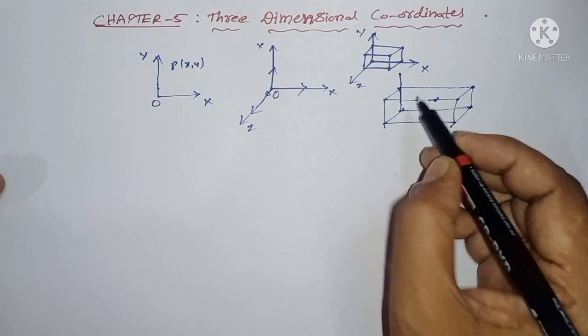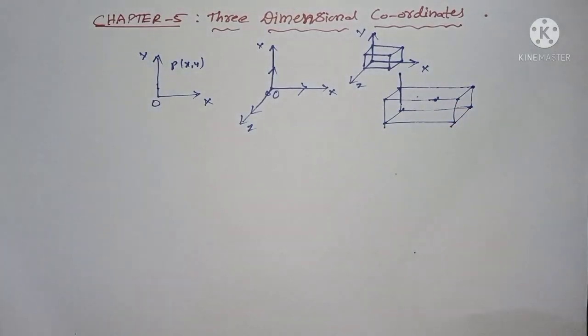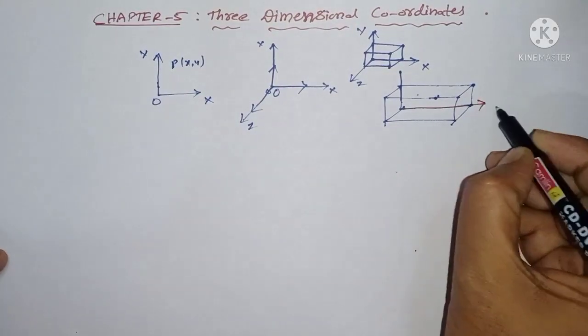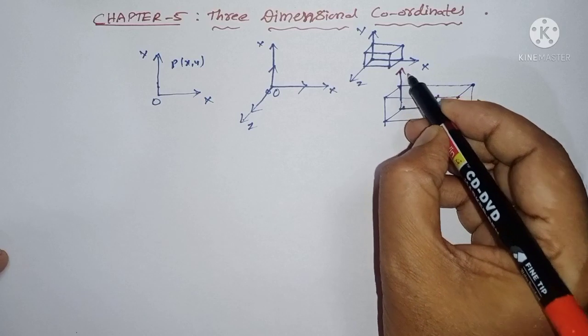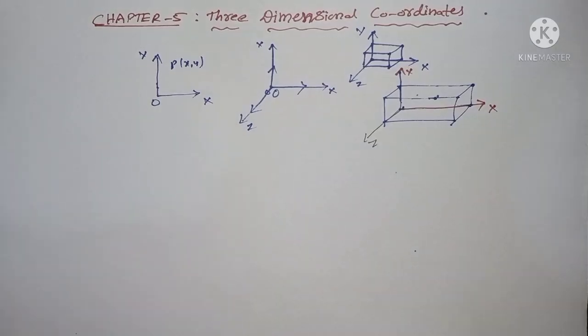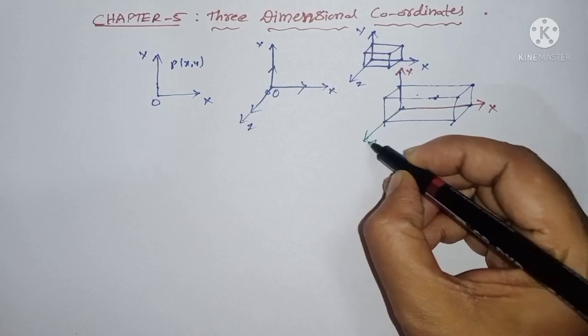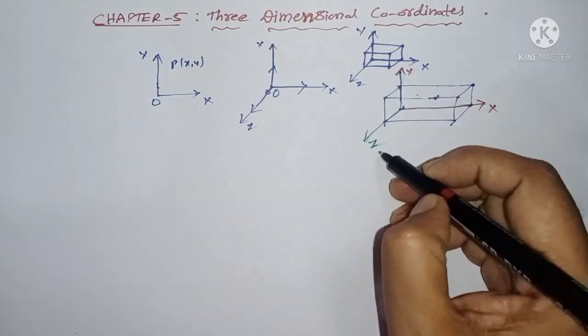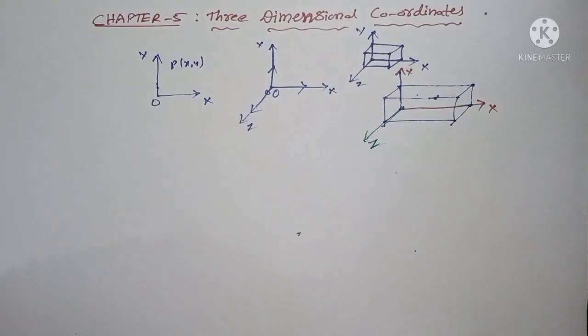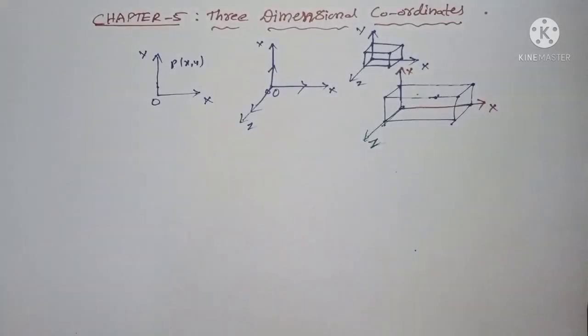Here also this is the x-axis. For our convenience you can take the figure like this: this is x, this is y, and taking another color, red or green, this is z. I am taking it as green. These three vertices are given. This is the fundamental of three-dimensional coordinates.